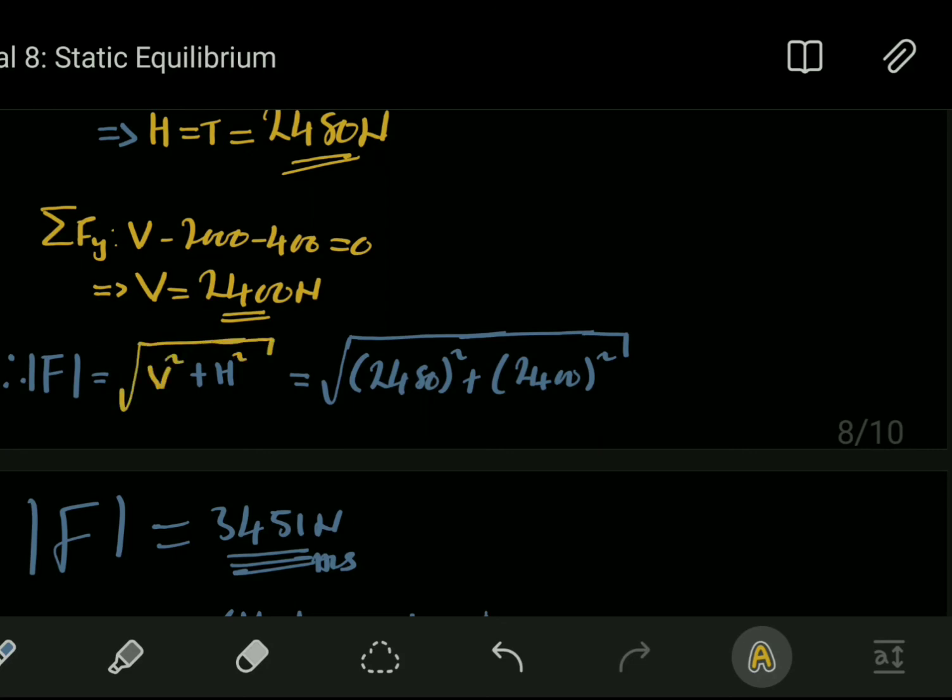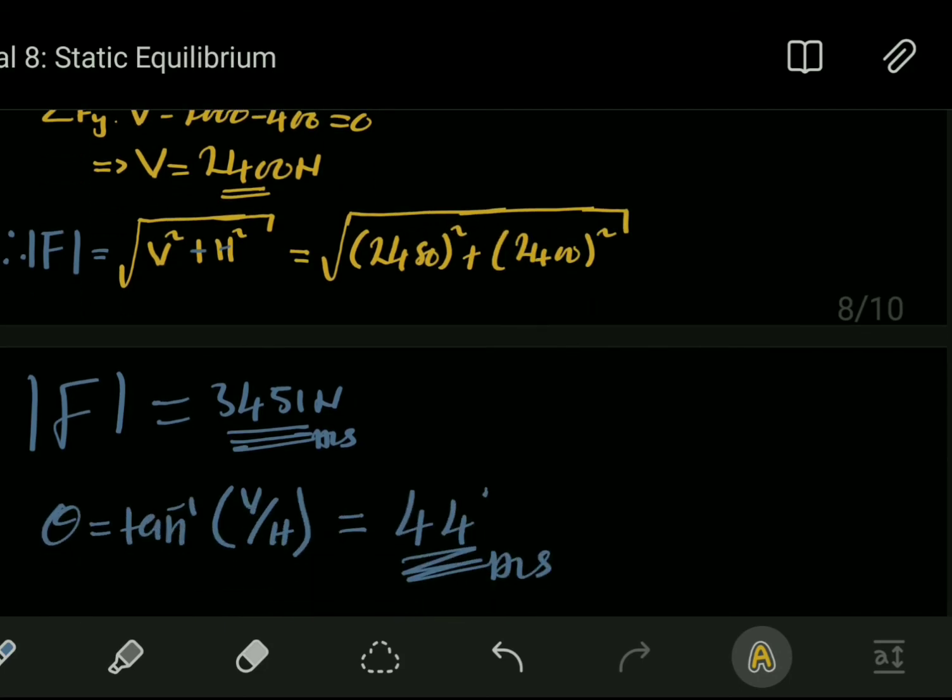Okay, therefore to find the magnitude of these forces, you know how to find the magnitude. We have the square root of V squared plus H squared, substitute the values in there, and finally you get a magnitude of F as 3451 newtons. So you can go ahead and also find the angle θ which this magnitude makes. The direction of this force is θ equals tan inverse of V over H, V being our y component and H our x component, and the direction is 44 degrees.